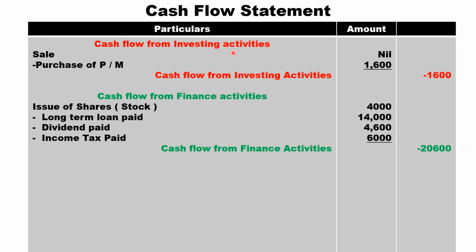Next, cash flow from investing activity. We don't have any sale of asset, less purchase of plant and machinery, so you get minus 1,600. Cash flow from finance activity: issue of shares to the extent of stock only, because share is non-current and stock is current, so we should take only stock 4,000, less long-term loan paid 14,000, less dividend paid 4,600, less income tax paid 6,000. So we get 20,600 minus, which indicates cash outflow from finance activity.